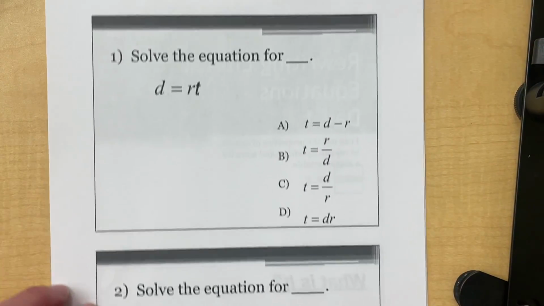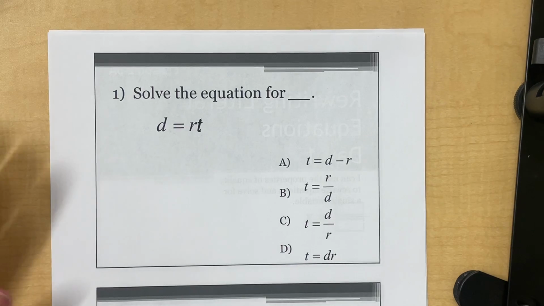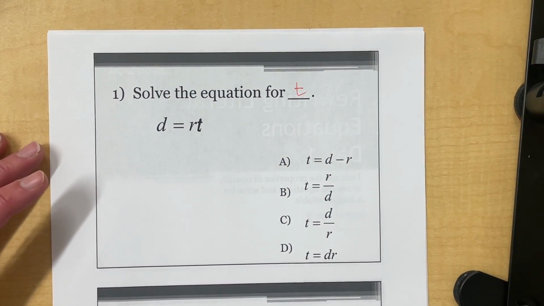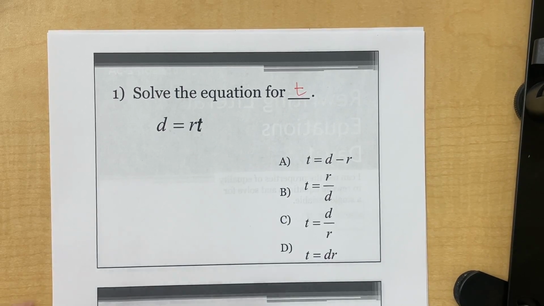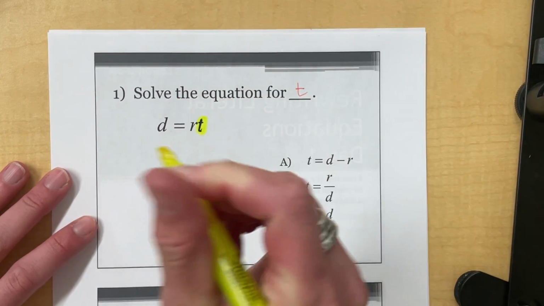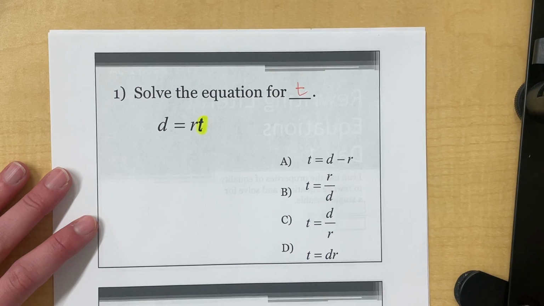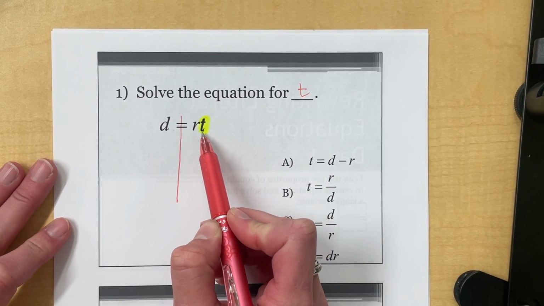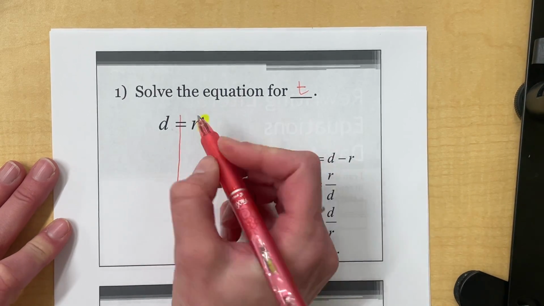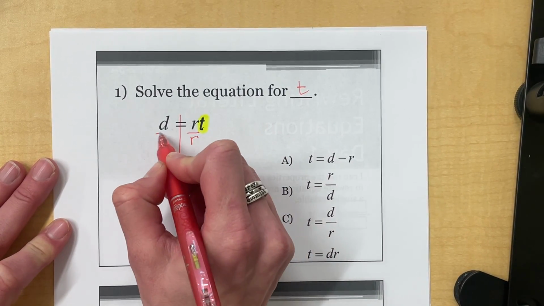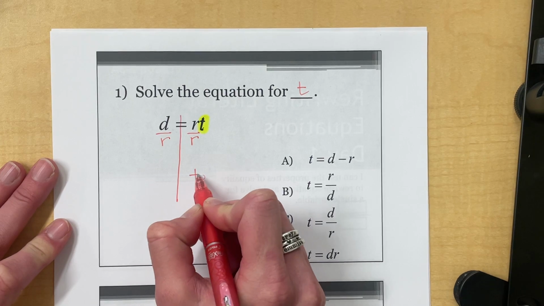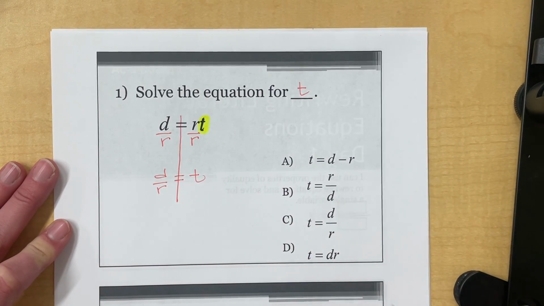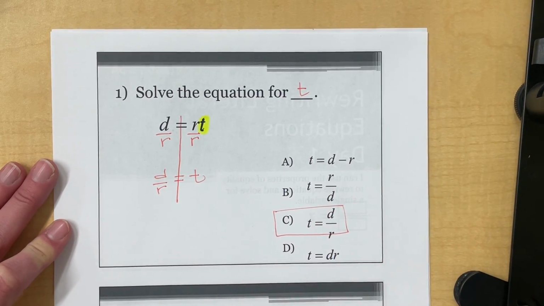Question number 1. We are solving the equation for t. So what you should do is grab a highlighter and then highlight the variable that you want to solve for. So in this case, t. From there, you're going to draw your river. We want to get the t by itself. That's attached to the r by multiplication. So I'm going to divide by r on both sides. That gives t by itself, and that leaves us with d over r, which is C for the correct answer.